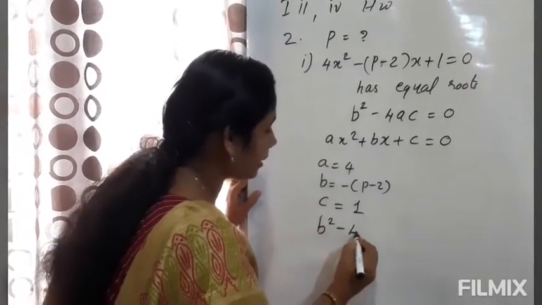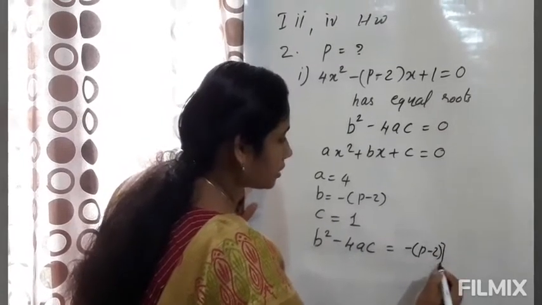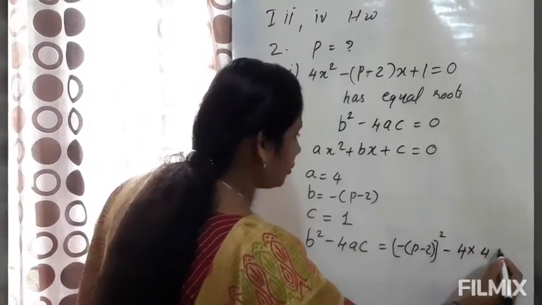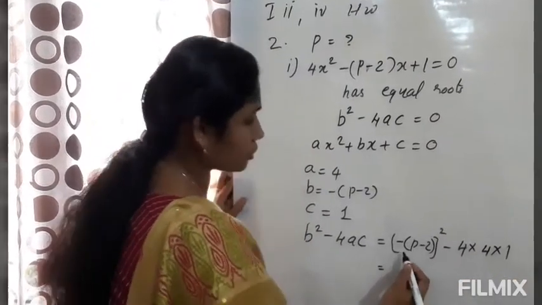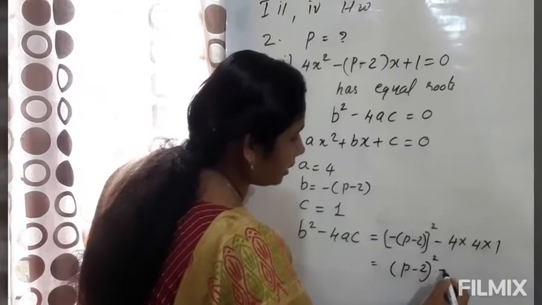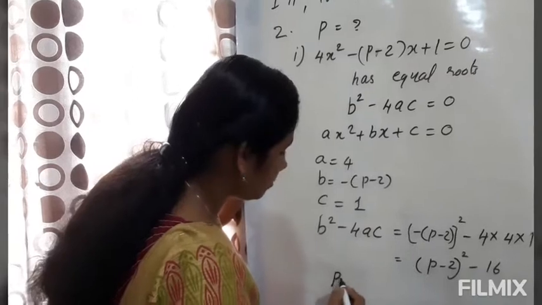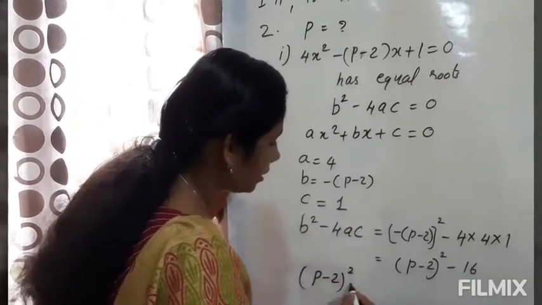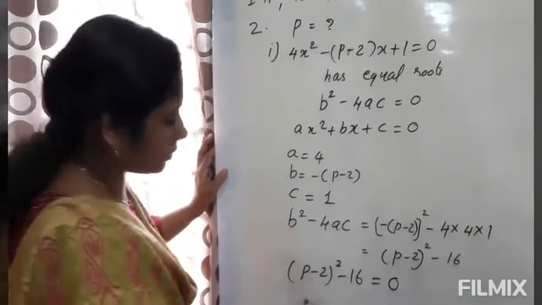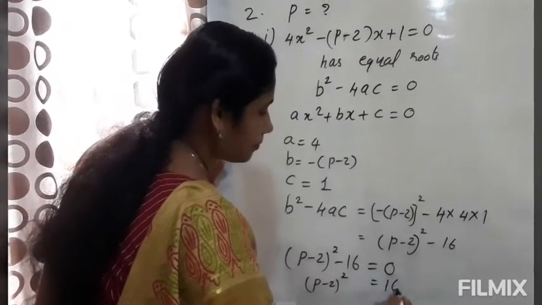Now b square minus 4ac is minus of (p minus 2) square minus 4 into 1. The square of a negative number is also a positive number, that is (p minus 2) square minus 16. We have b square minus 4ac equal to 0, so we can equate this condition to 0. That is, (p minus 2) square equal to 16.